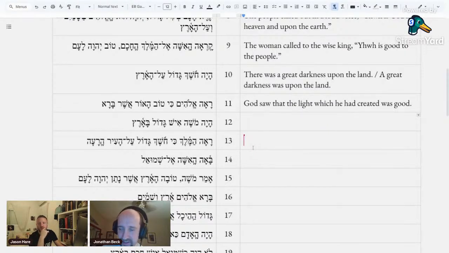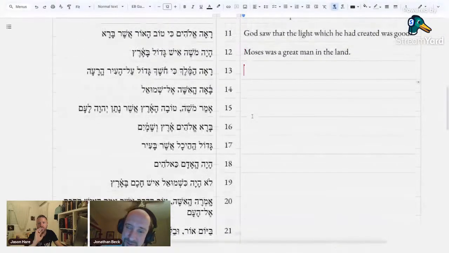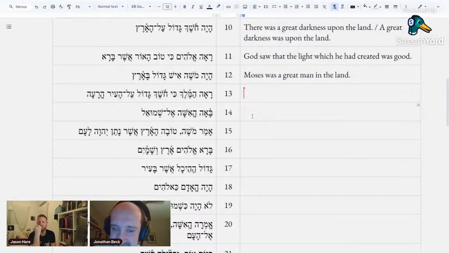Number 12. Haya Moshe ish gadol ba'aretz. I don't like it at all. Moshe haya ish gadol ba'aretz. Moses was a great man in the land. But it makes perfect sense if you're viewing the classical view about verb, subject, object. But maybe Moses was a big man. Maybe he was really tall. Oh, fat. That's true. He's a big man.